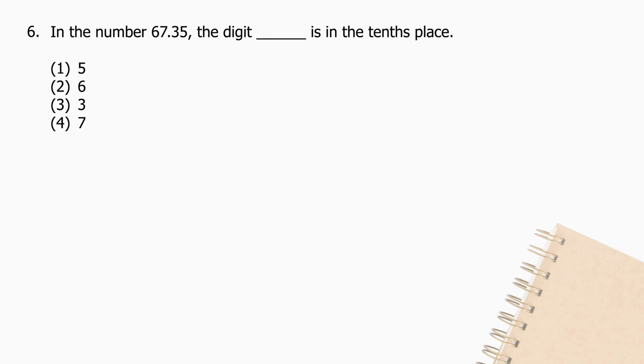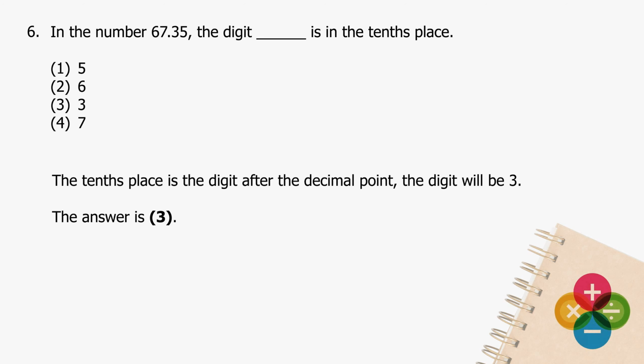Question 6. In the number 67.35, the digit blank is in the tens place. The tenths place is the digit immediately after the decimal point, which is the digit 3. The answer is 3.